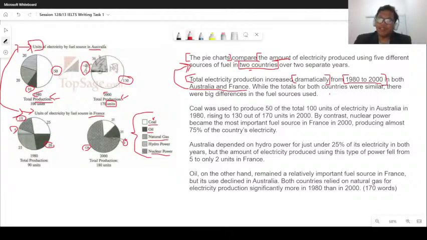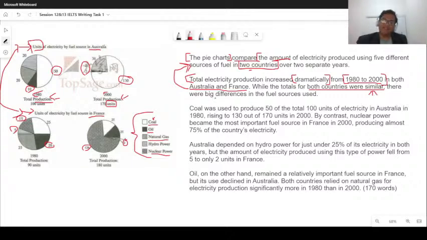While the totals for both countries were similar, there were big differences in the fuel sources used. Now, again, take a very careful look at the second sentence here in the second paragraph. While the totals for both countries were similar, total, right? 190, 170, 180. So this person is not wrong. They are similar. The thing that you should not say is that they are exactly the same. Can you say almost the same? Yes. Basically, just try to practice saying the same things in different ways.